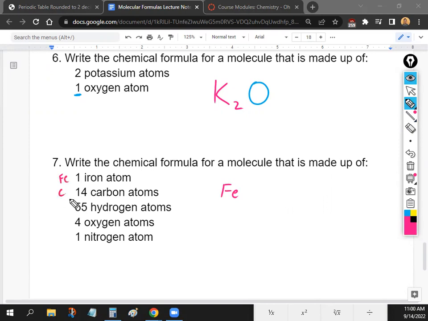Okay, we saw earlier that carbon is C. We have 14, so we just write C and then a little 14 underneath it. Hydrogen is H, so we just write H55. Oxygen is O, so we write O4. And then lastly, nitrogen is N, and since there's only one of them, we just write N. And that's it. If you got this, you're good to go.